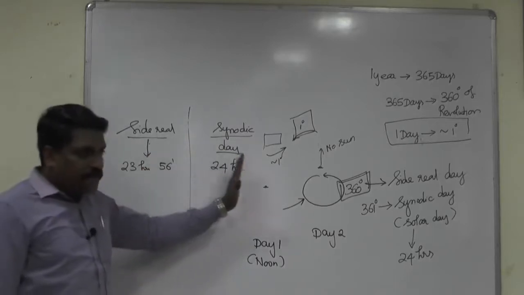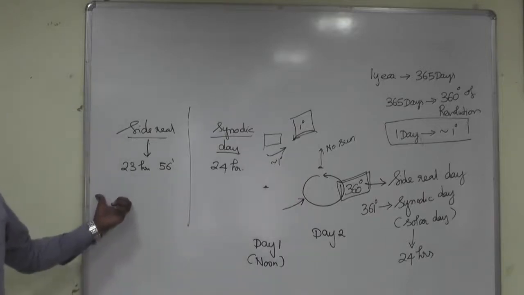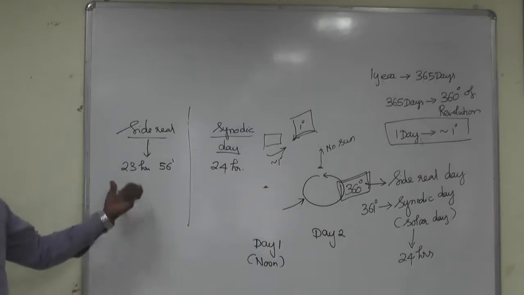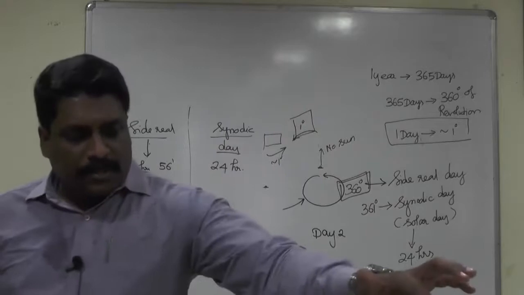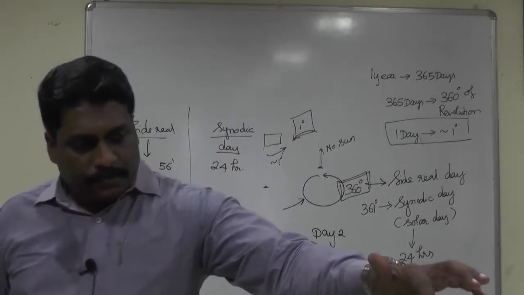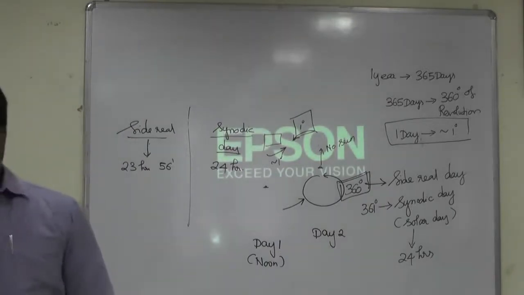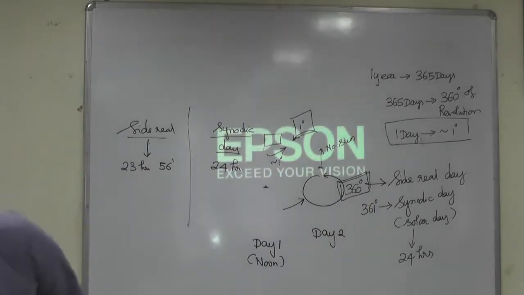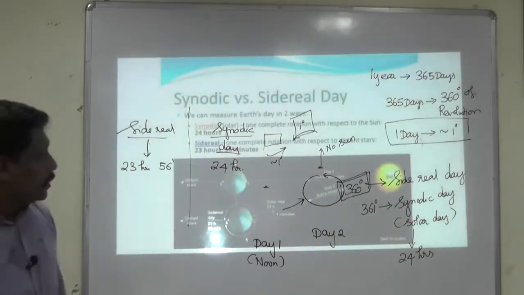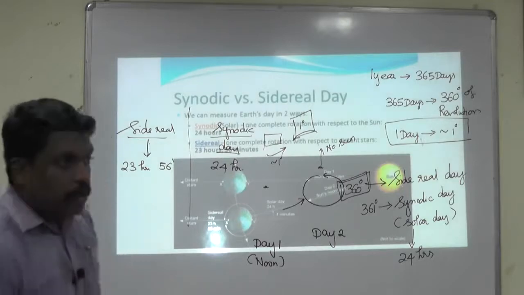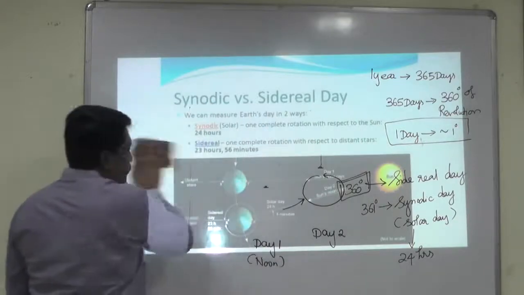If synodic day is with respect to the near star or nearest star, what will be the sidereal day? Farthest. With the farthest star. You can write what? One complete rotation with respect to a distant star. You can call it as what? Distant star. Okay. Distant star.